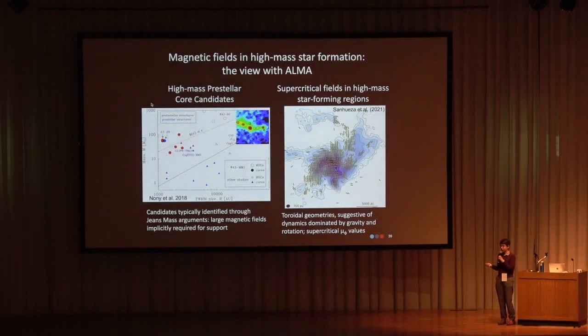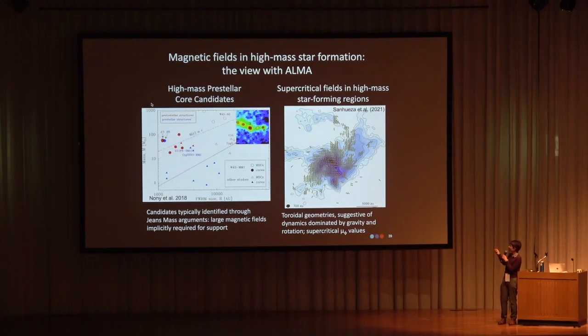And finally, I've so far talked entirely about low-mass cores, which is mostly because high-mass cores are complicated. High-mass pre-stellar core candidates, we're still looking to see whether they exist. The candidates that we have are typically identified through Jeans mass arguments, implicitly requiring large magnetic fields, and there are still a few candidates. Conversely, ALMA observations of high-mass star-forming regions have shown these very magnetically supercritical looking geometries, toroidal and suggestive dynamics dominated by gravity and rotation. So the picture remains hazy here.